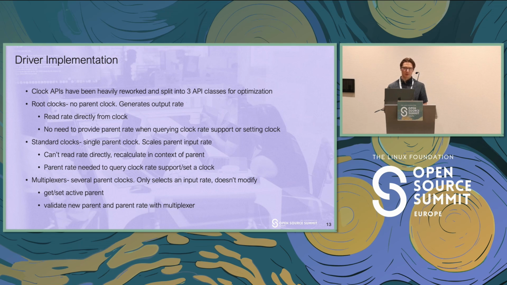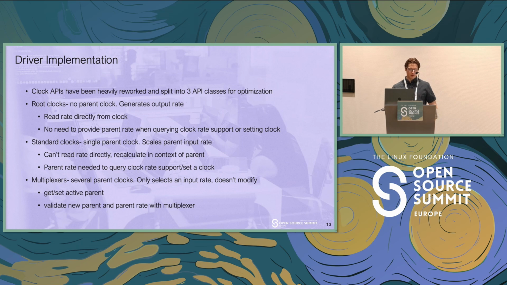Think of a div, a PLL, anything that takes an input and scales it somehow and produces an output. You can't read the rate directly, but you will need to recalculate the rate. So we swap out this get rate function for a recalculate rate function. And you do need to offer the parent rate when you're doing things like set rate and round rate. So we put that into the API signature. And multiplexers are the weird one, where all those new APIs came from. You need the ability to get and set an active parent, to validate a new parent, but you don't need the ability to do a lot of the other things.